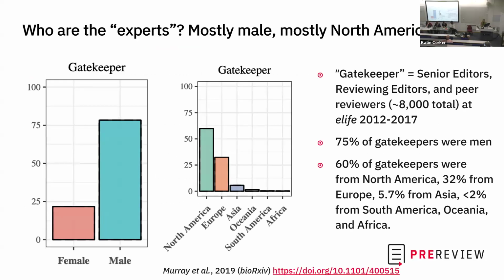And the data on the diversity of peer reviewers is quite scarce. So this is a study by Murray and colleagues from 2019, and they did a study of gatekeepers, so senior editors, reviewing editors, and peer reviewers at eLife within 2012-2017. About 7,000 of that 8,000 were peer reviewers. And the authors reported an overrepresentation of male gatekeepers, and also that over 90% came from North America and Europe, whilst only just over 5% from Asia and under 2% from South America, Oceania, and Africa.